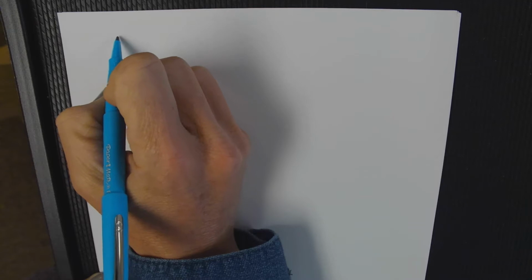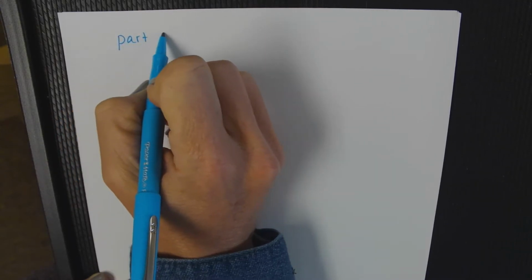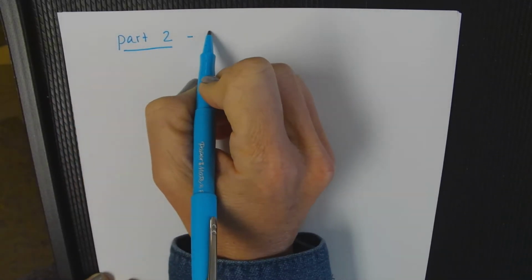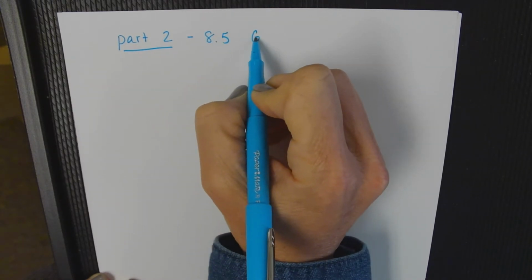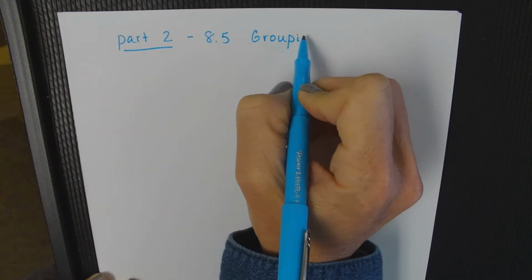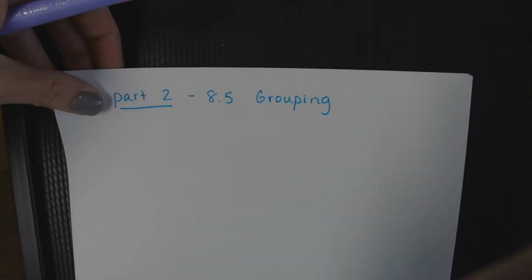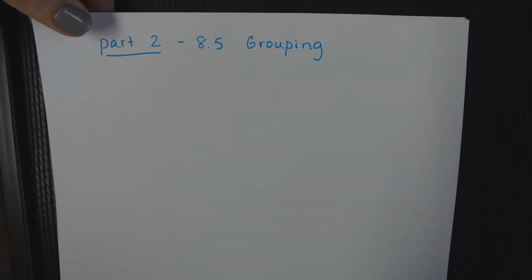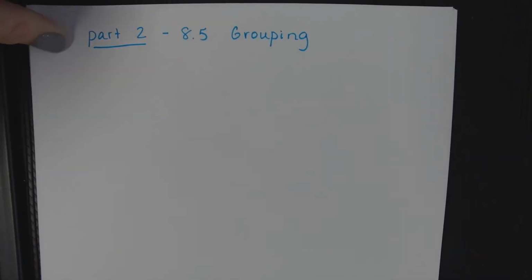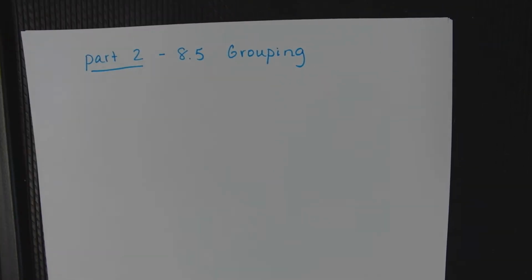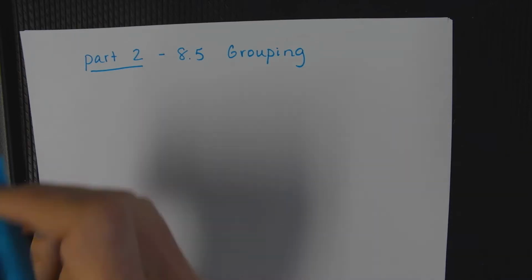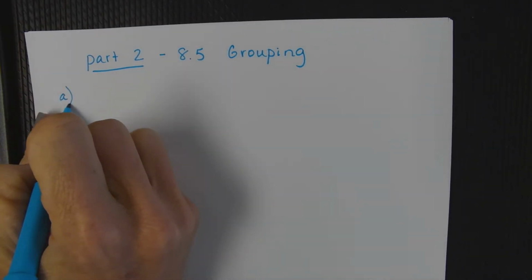All right, let's call this part 2, 8.5. I'm going to call this grouping because that's kind of what we're going to do, okay? Let me get that. All right. So let's just do some problems and you'll see.